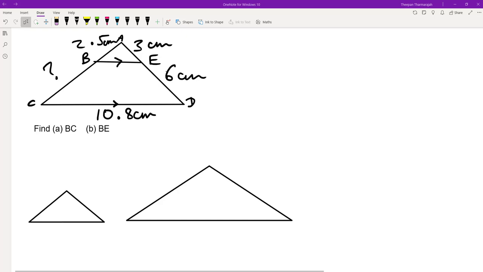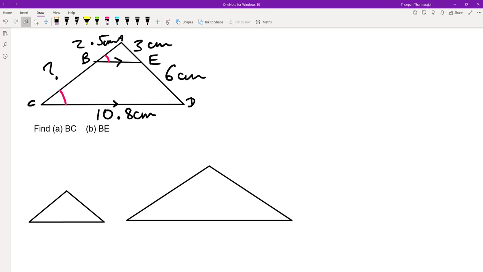In this video, we're going to go through the second type of similar triangles. So the second type of similar triangles involve parallel lines. So the first thing we need to do is identify the set of corresponding angles. So angle ABE, this angle is corresponding to angle ACD, meaning that they're equal.